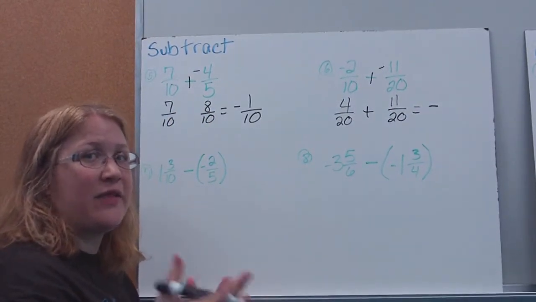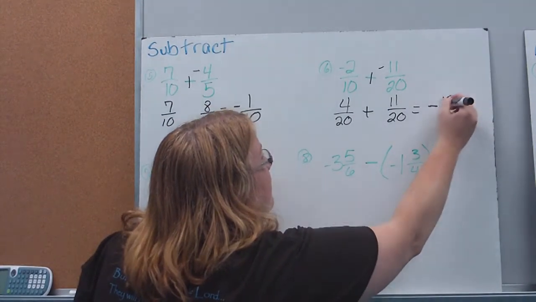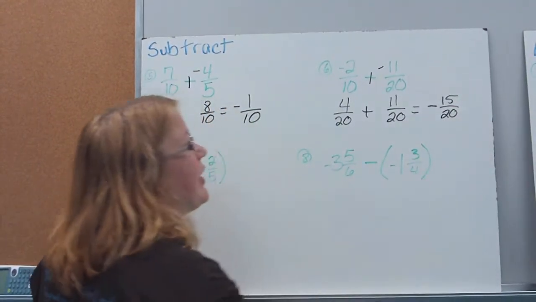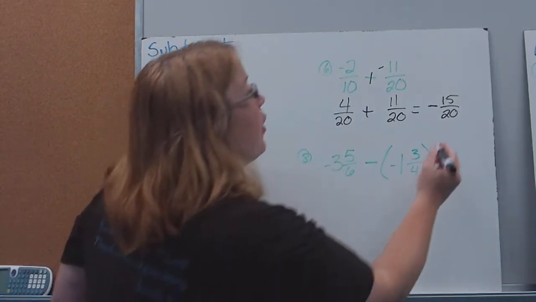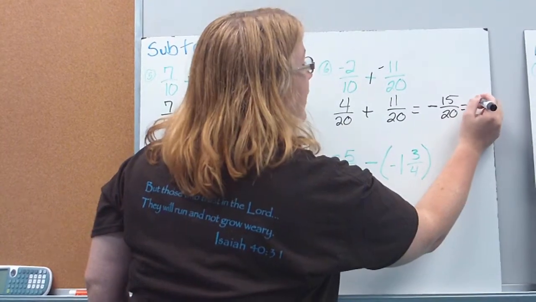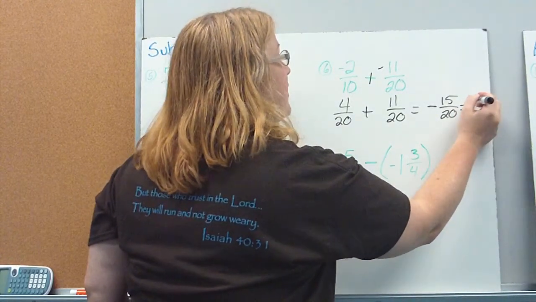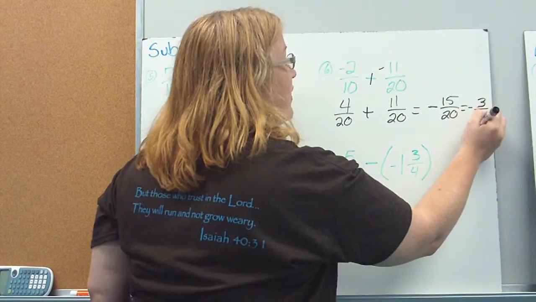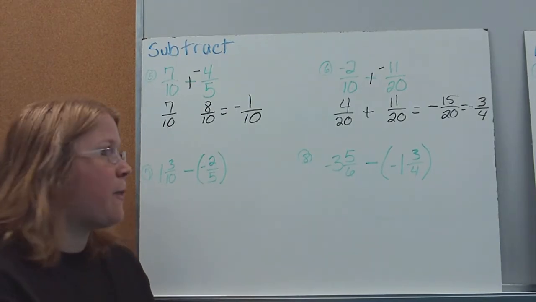I didn't write the negatives there, they're still there. 4 plus 11 is 15. Keep my denominator. However, I'm not done because 15/20 is not in its simplest form. These are both divisible by 3. Keep my negative. Sorry, not 3, 5. 5 goes into 15 3 times. 5 goes into 20 4 times. So my answer is negative 3/4.